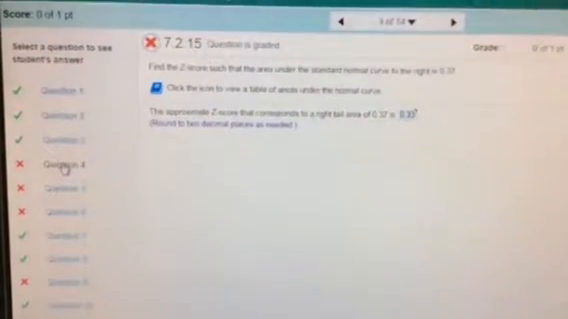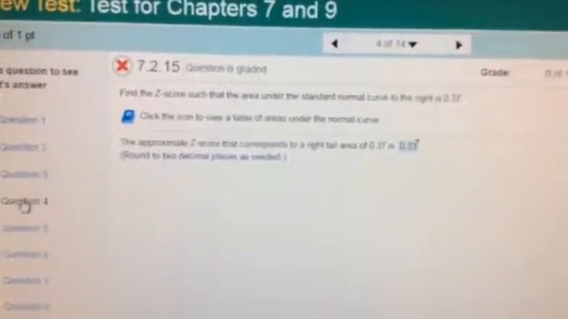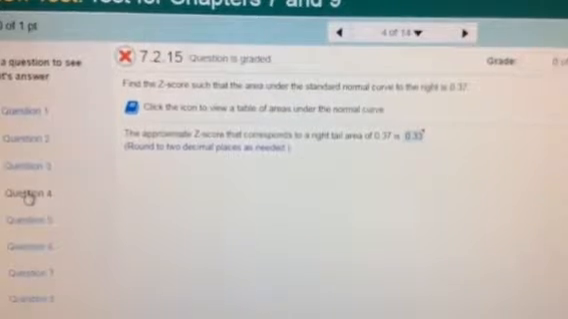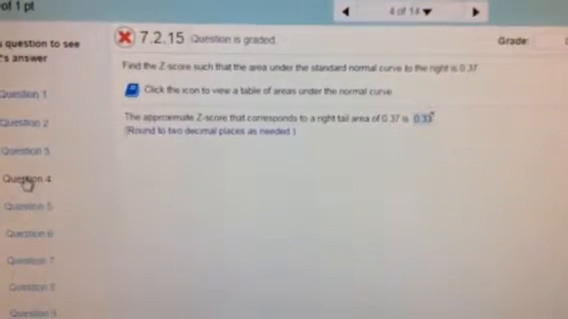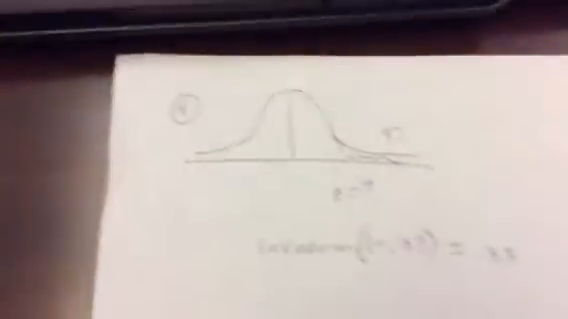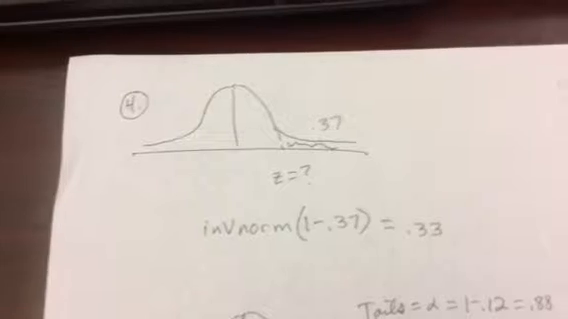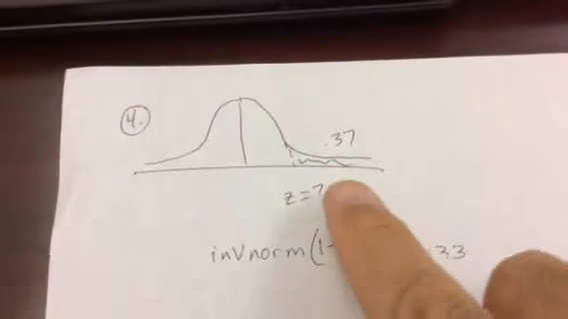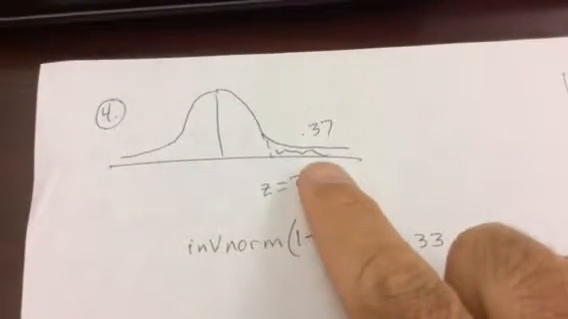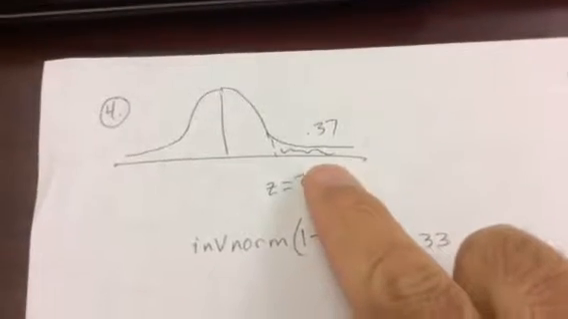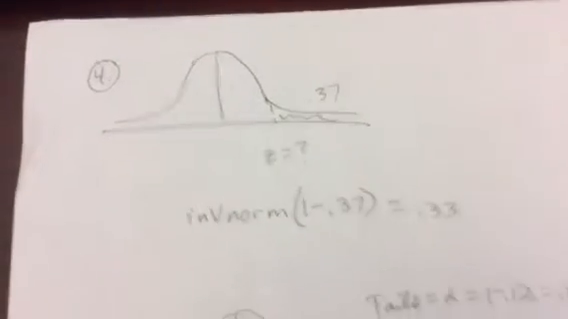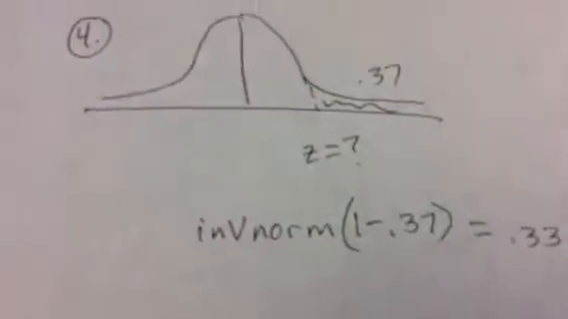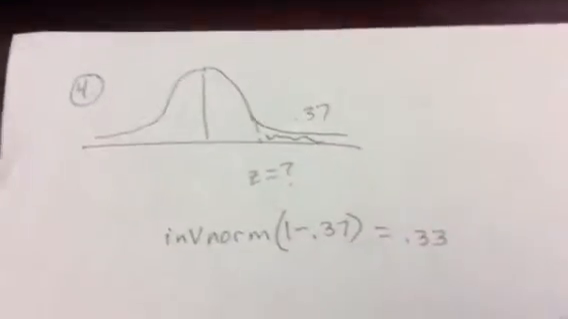So I have here on the screen the first problem that you missed. This was number 4 on your test. The approximate z-score that corresponds to a right tail area of 0.37. Here on my paper I drew the normal curve, and you can see over here I have 0.37 in the right tail. And we know when we're looking for a z-score, as I showed you on the videos on Vimeo, that's always an inverse normal problem.